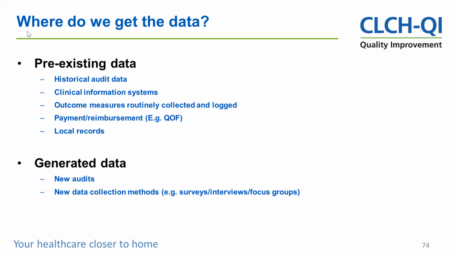Clinical information systems will hold descriptive information about things like unit of clinic visits, patient demographics, etc. So if you have access to that, that's a good way of collecting data as well. Outcome measures may be routinely collected, for example, patient-reported outcome measures for a particular service. Payment and reimbursement data, so the quality outcome framework will adhere to data that's collected routinely. If there's access to that, that would be very helpful. Or local records. If you're doing a project and you think that in the division or within the trust someone has done something similar, go and speak to them and see if they have any data collection methods that you can either copy, learn from, or iterate.